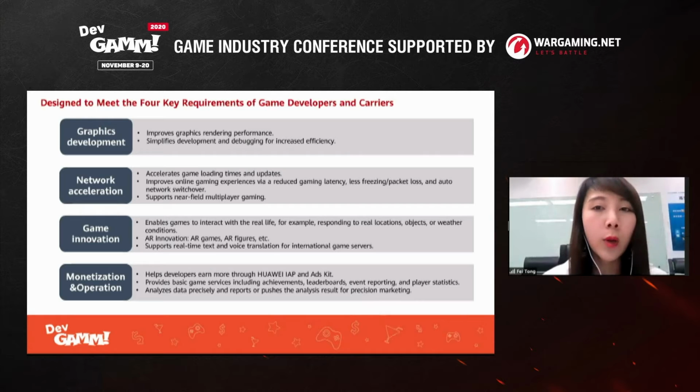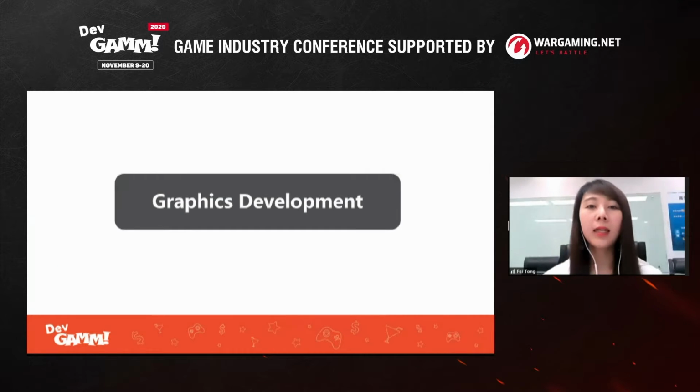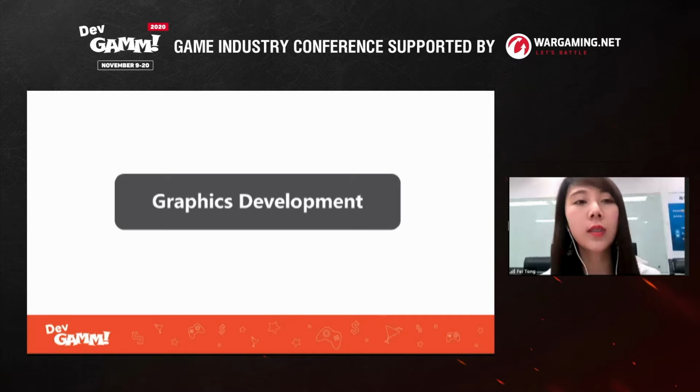In the game domain, we could provide 4 categories of capabilities. These 4 categories include graphics development to improve graphics rendering performance. The network acceleration could improve your game experience. The game innovation, which could provide some innovative features such as AR and AI. And last but not least is monetization and operation, which could help you to monetize your game easily with precise operation. Now let me introduce these 4 categories one by one.